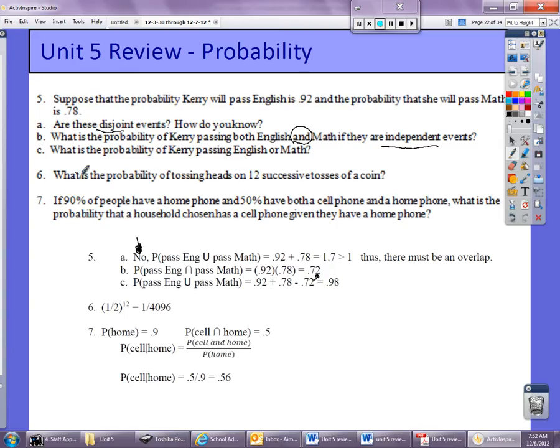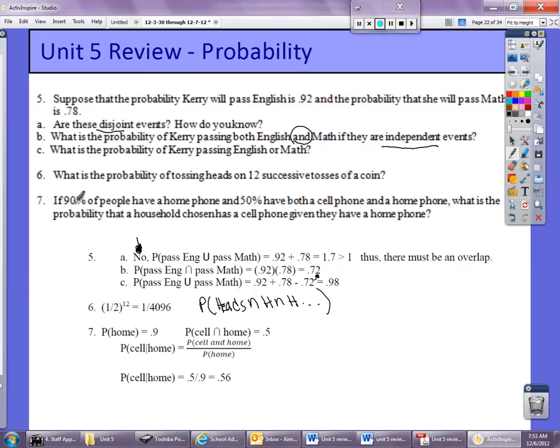Okay, for number 6, what is the probability of tossing heads on 12 successive tosses of a coin? So that means you flip one, you flip the next, you flip the next, and you want heads, heads, heads. So basically the probability of heads and heads and heads, etc. So you're going to multiply all of those probabilities together, 1/2 times 1/2, which is basically 1/2 to the 12th power.